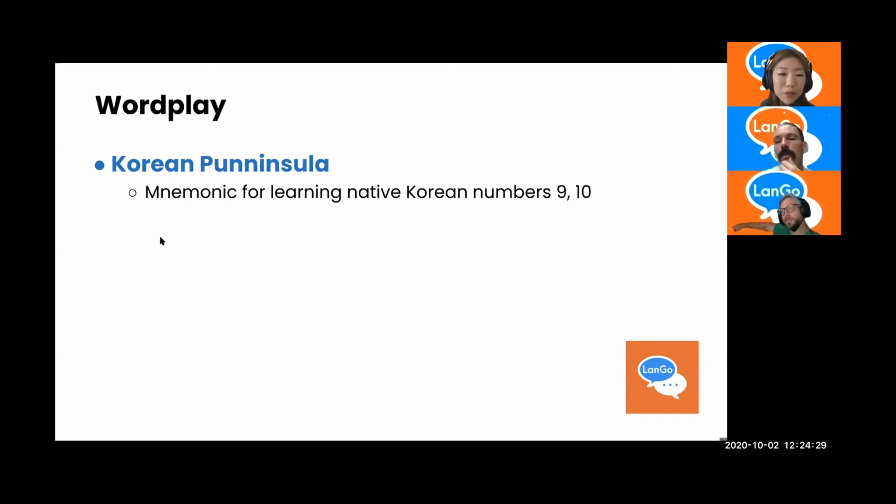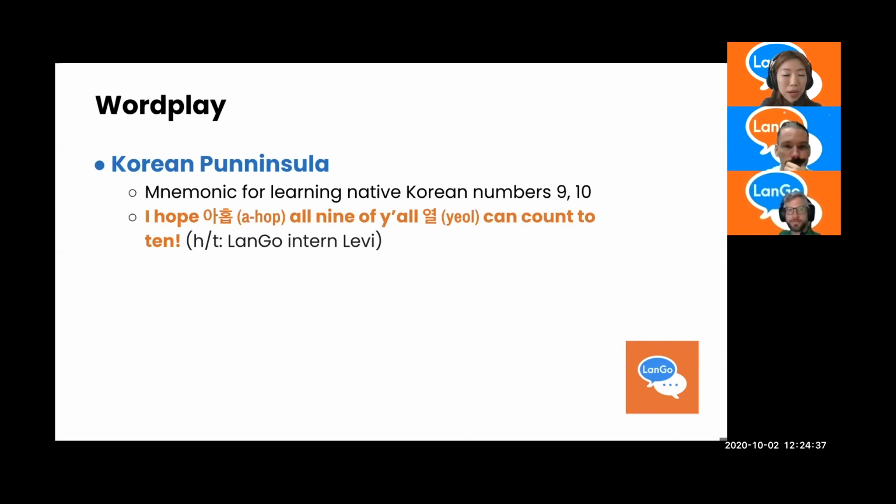And this is a great mnemonic for learning those numbers. This is a hat tip from our Lango intern, Li Shi. All right, so our mnemonic here: number 9 in the Korean system is ahop, and number 10 is yol. So our mnemonic is: I hope all 9 of y'all can count to 10.